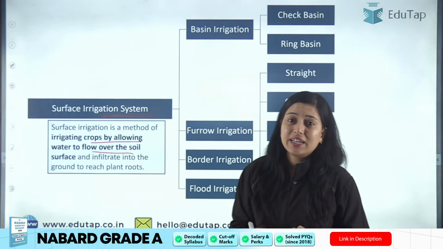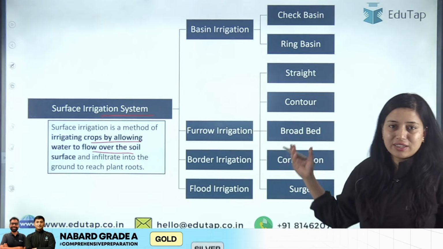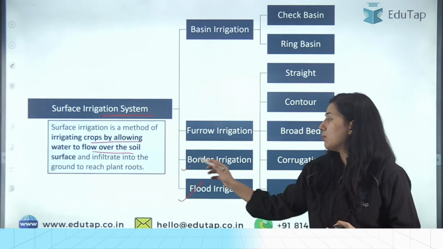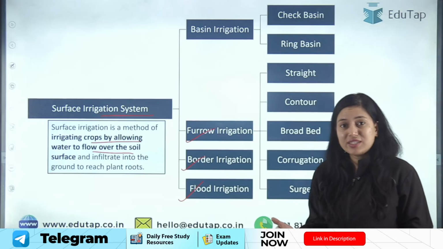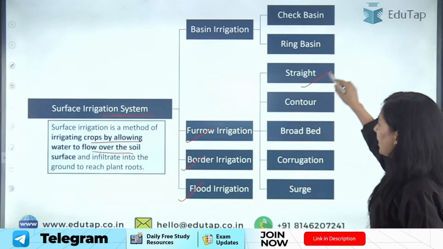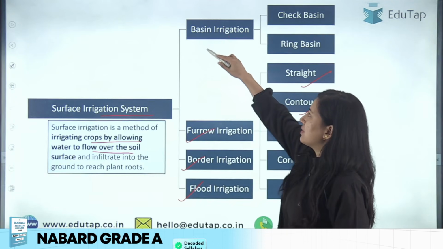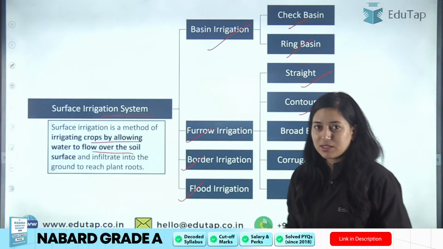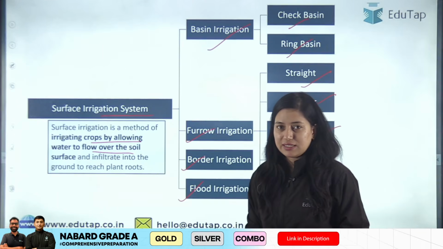Now it can be done in different ways, and on that basis the surface irrigation system is divided into different types. So we have flood surface irrigation, then border surface irrigation, also furrow surface irrigation system. This furrow is again divided into different types. It can be straight, contour, broadbed, corrugation, surge. Then we have another type of surface irrigation system which is basin irrigation system, and it is divided into check basin and ring basin. Now let us discuss all these different types of surface irrigation system in detail.